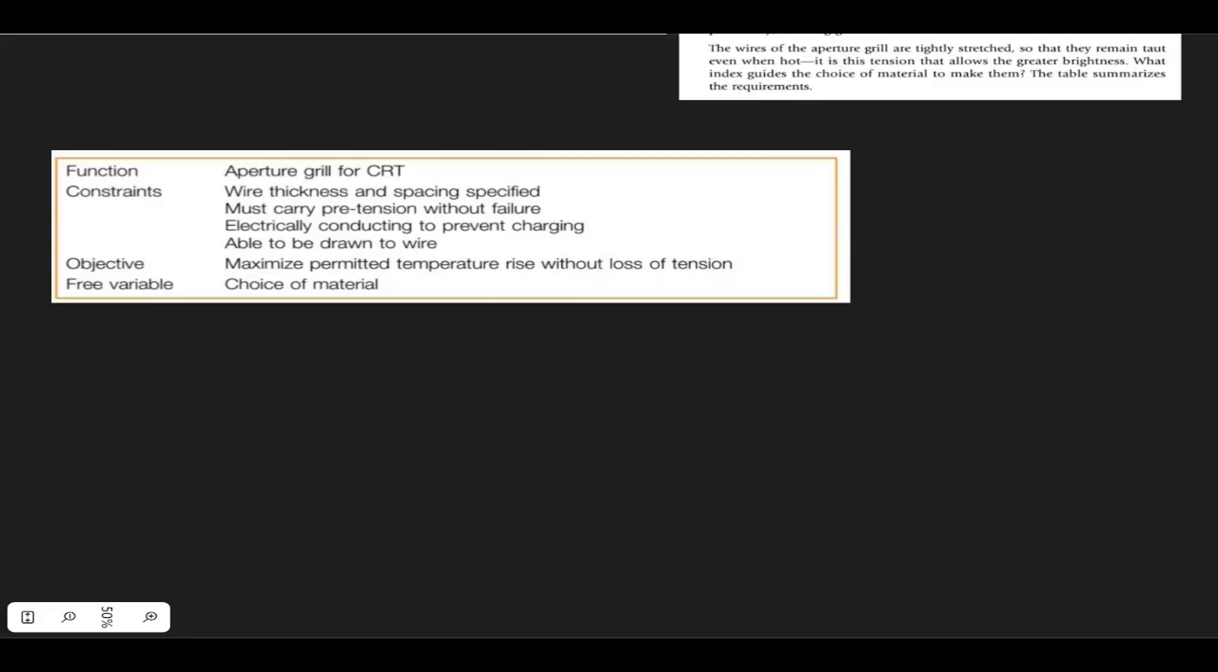So step one. You look at the steps that I gave at the start of this video. There are steps you have to follow. The first step is to derive the objective function. So that's what we're trying to do. And our objective is to maximize the permitted temperature. That's what we're trying to maximize, and minimize extension or loss of tension. We're trying to minimize loss of tension, and minimize E. So as the temperature is going up, we don't want the material to expand so much.